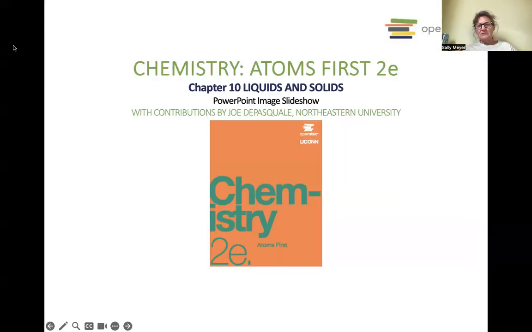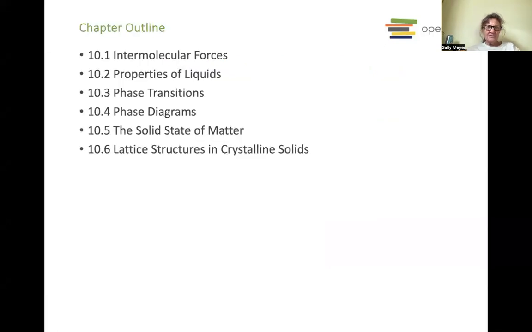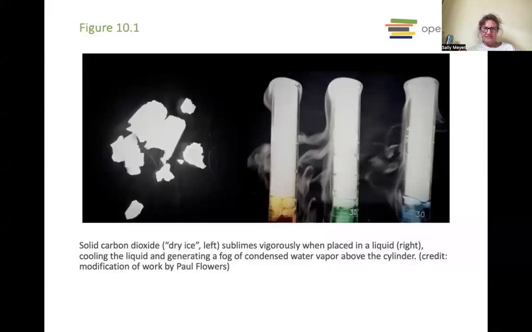So we are only going to do the first 5 sections. So we're not going to do the sections on crystal structure. It's important and it's interesting, but I always have to choose to leave something out because we really can't do it all in 107. So we will leave out those sections. So we're going to talk about intermolecular forces, properties of liquids, phase transition, phase diagrams, the solid state of matter, and then we'll skip the lattice structures and crystalline solids.